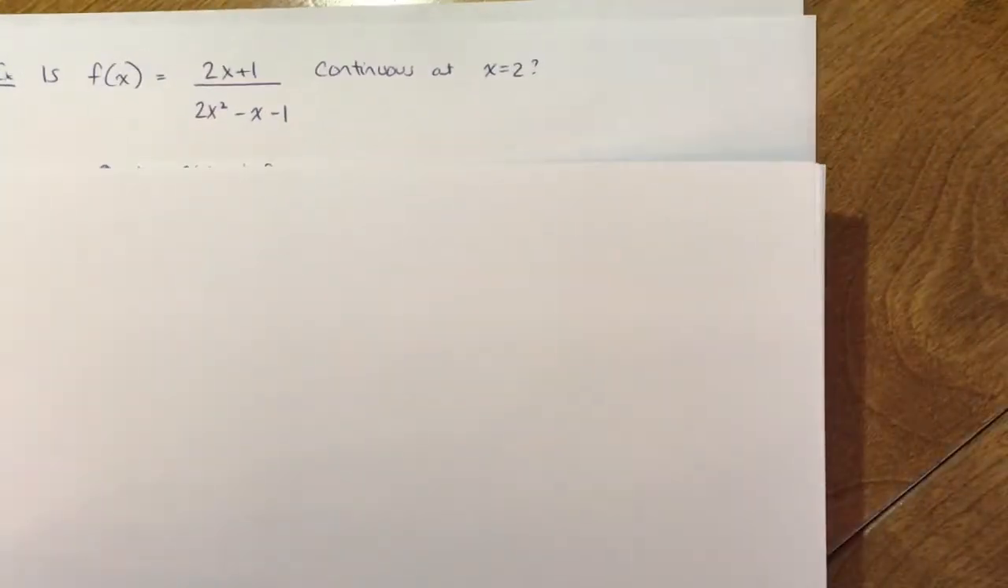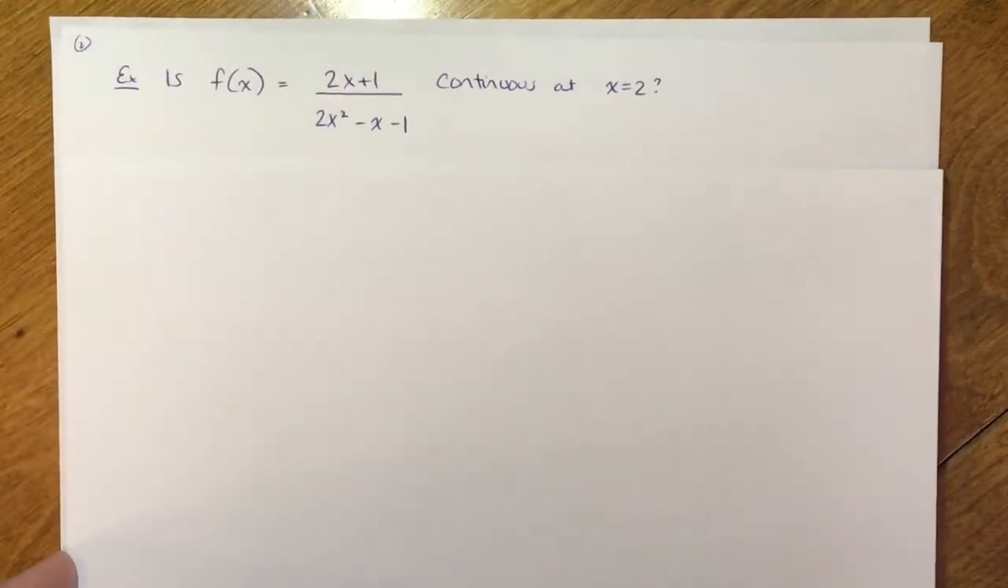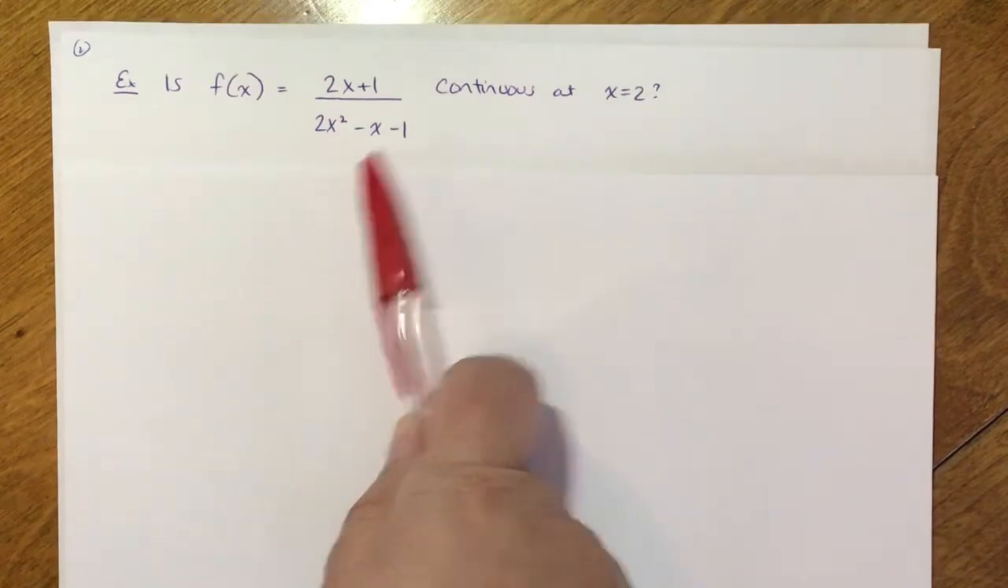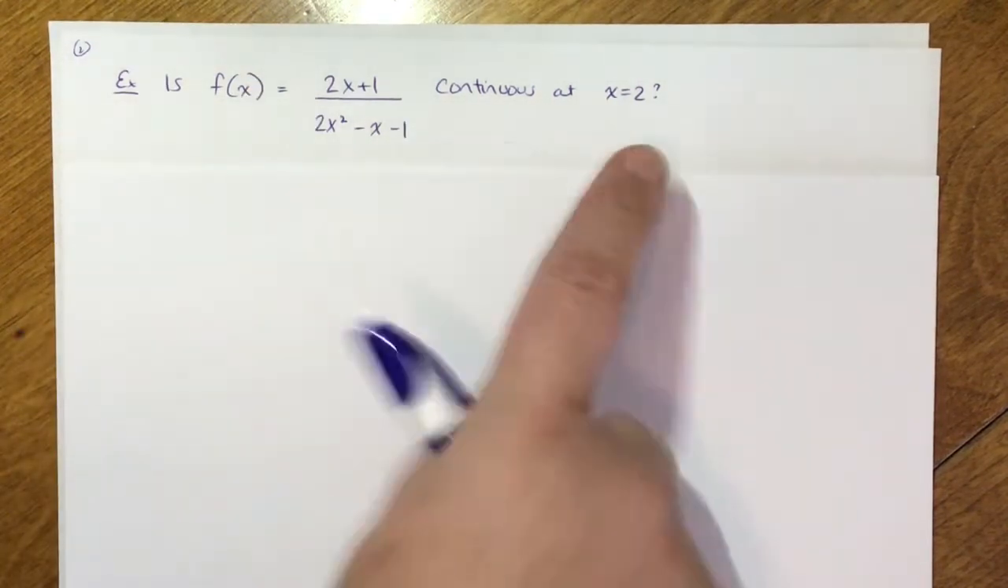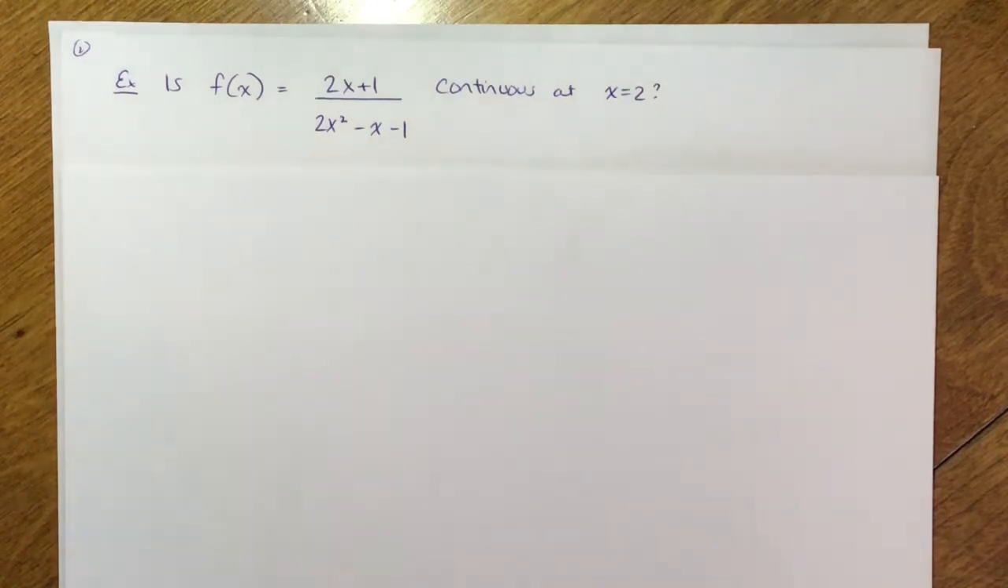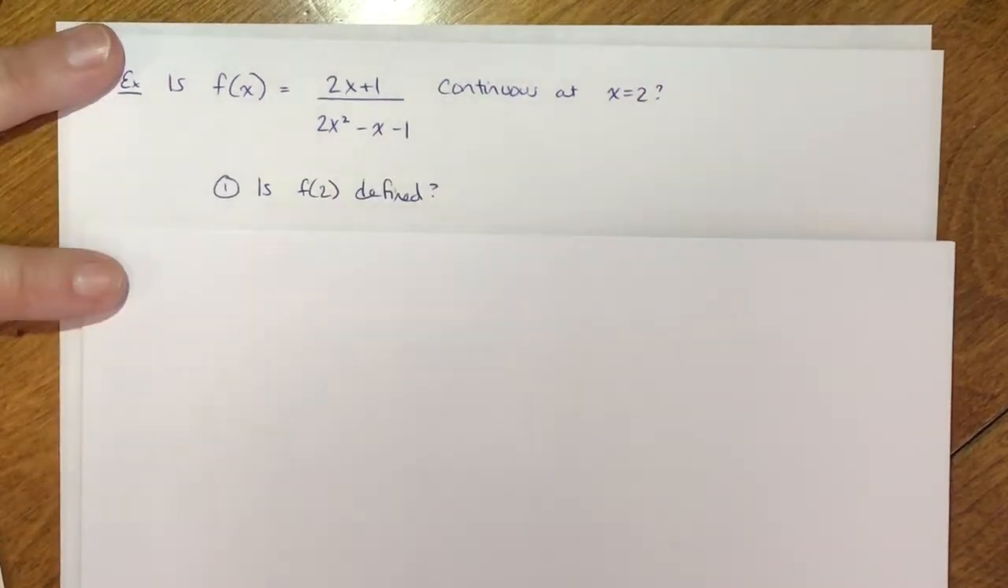Okay, so we want to know, in our first example, is the function f of x, which is defined this way, continuous at x equals 2? So we remember that we have a 3-part check. The first thing I have to check is this function defined at x equals 2? Can I actually find a value there? So let me try, what is f of 2?